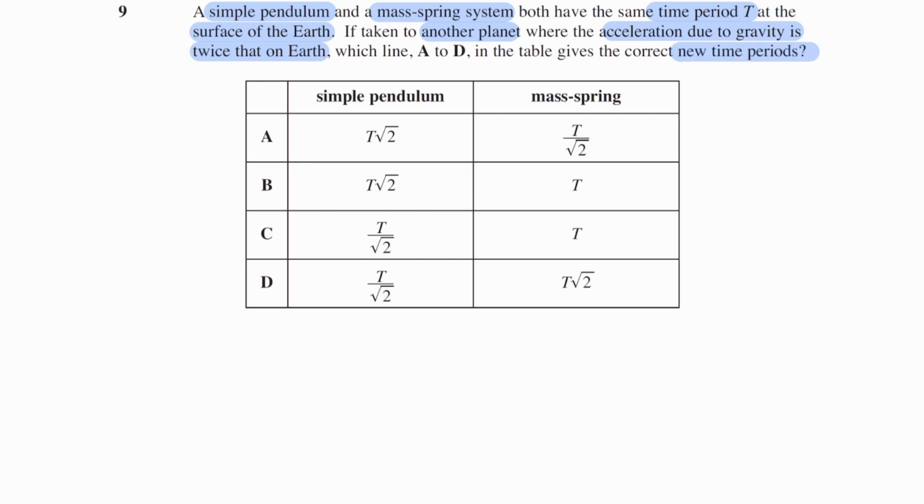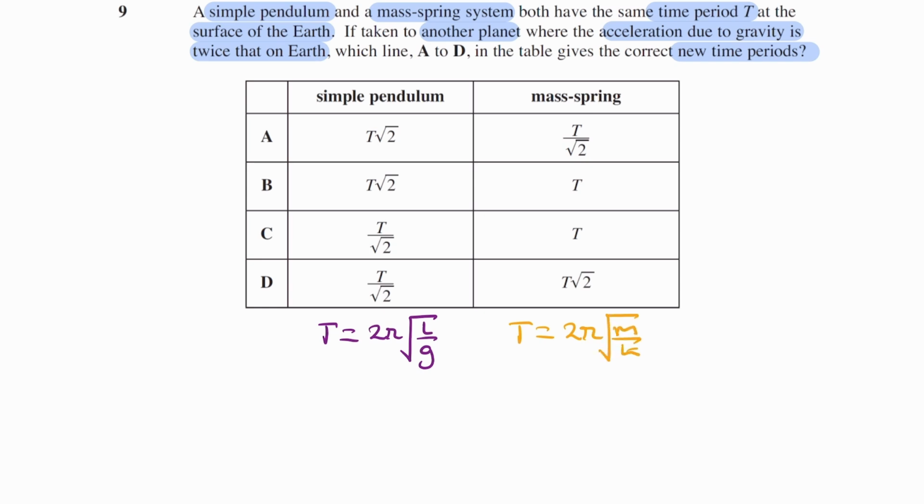So let's start with the equations that we are going to be using here. The time period for a simple pendulum is equal to 2π root L over g, and the time period for a mass spring system is 2π root m over k.